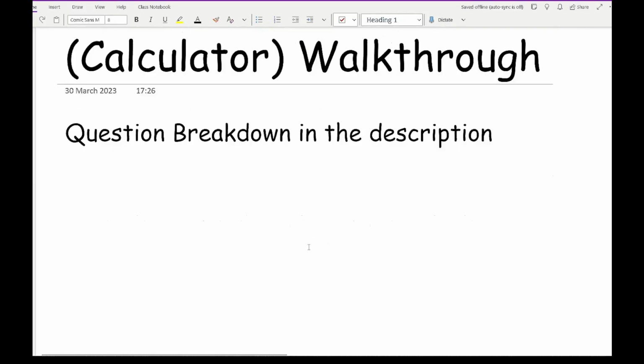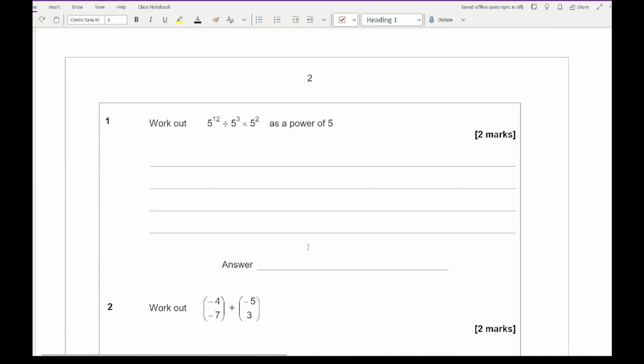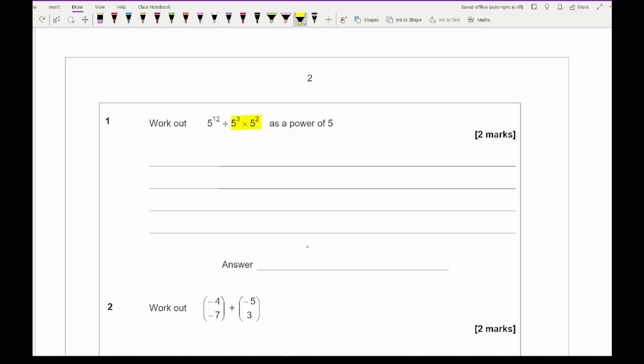So looking at question 1, we want to work out what 5 to the power 12 divided by 5 to the power 3 times by 5 to the power 2 is as a power of 5. So for this, we need to simplify. Now, it doesn't matter what order you do things because dividing and multiplying are on the same line of BIDMAS. So if you want to work left to right, that's absolutely fine. Or you can do it in sections, it's entirely up to you. But hopefully you should get the same answer of 12 minus 3 plus 2, which gives us an answer of 7. So here it's going to be 5 to the power of 7.